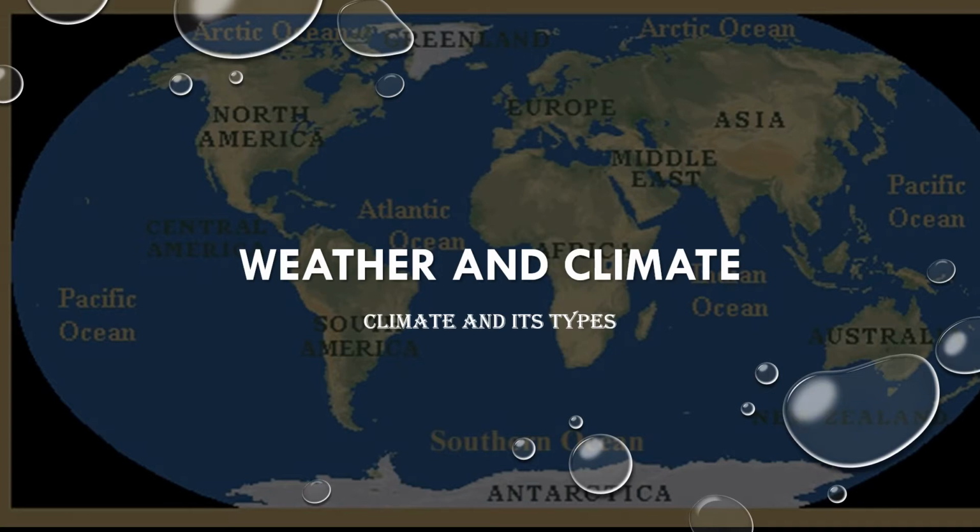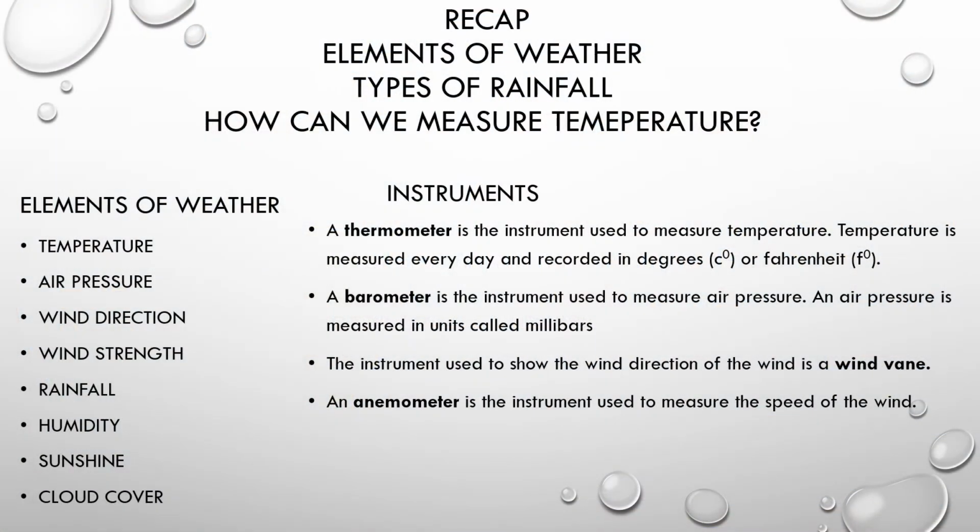As we start a new chapter, weather and climate, we are moving towards the third topic of the chapter, that is climate and its types. Before starting the new topic, we'll recap the previous lesson: the elements of weather, the types of rainfall, and how we can measure temperature. In the previous lesson, we studied all these things.